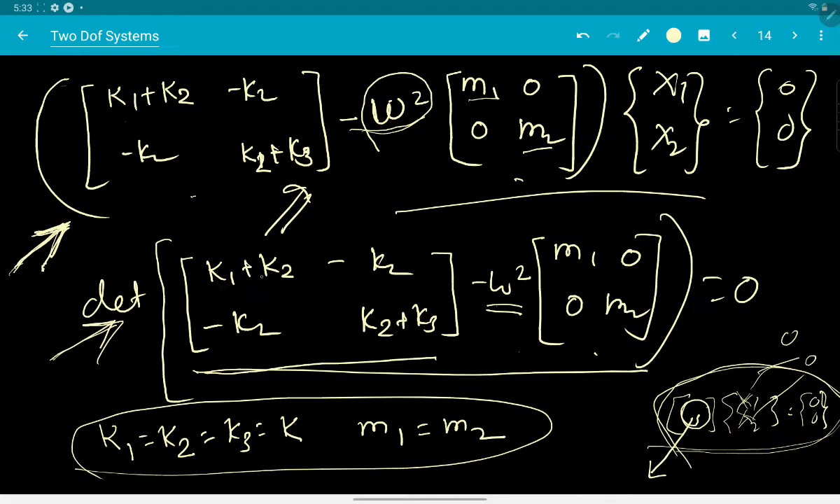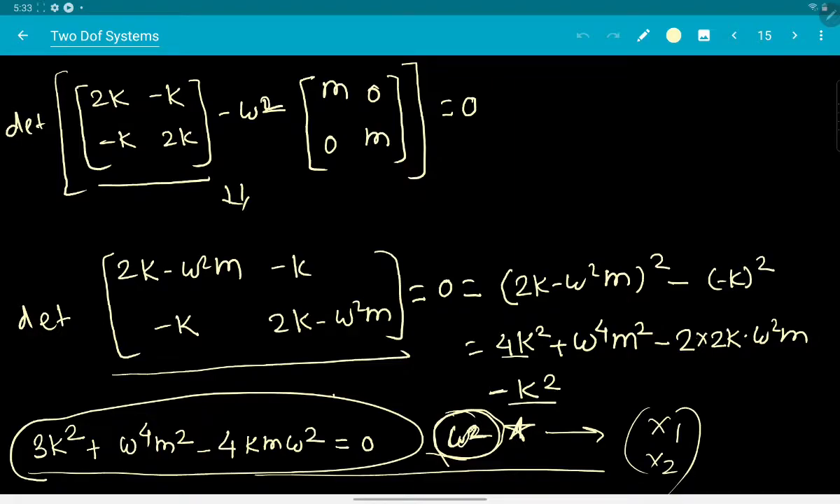We further assume k1, k2 and k3 to be identical and equal to k, and we also assumed that m1 is equal to m2, and we said that is equal to m. With that we ended up with the condition that the determinant of this matrix, which is 2k minus omega square m, minus k, minus k, 2k minus omega square m, should be equal to 0, which gave us this particular equation, a characteristic equation.